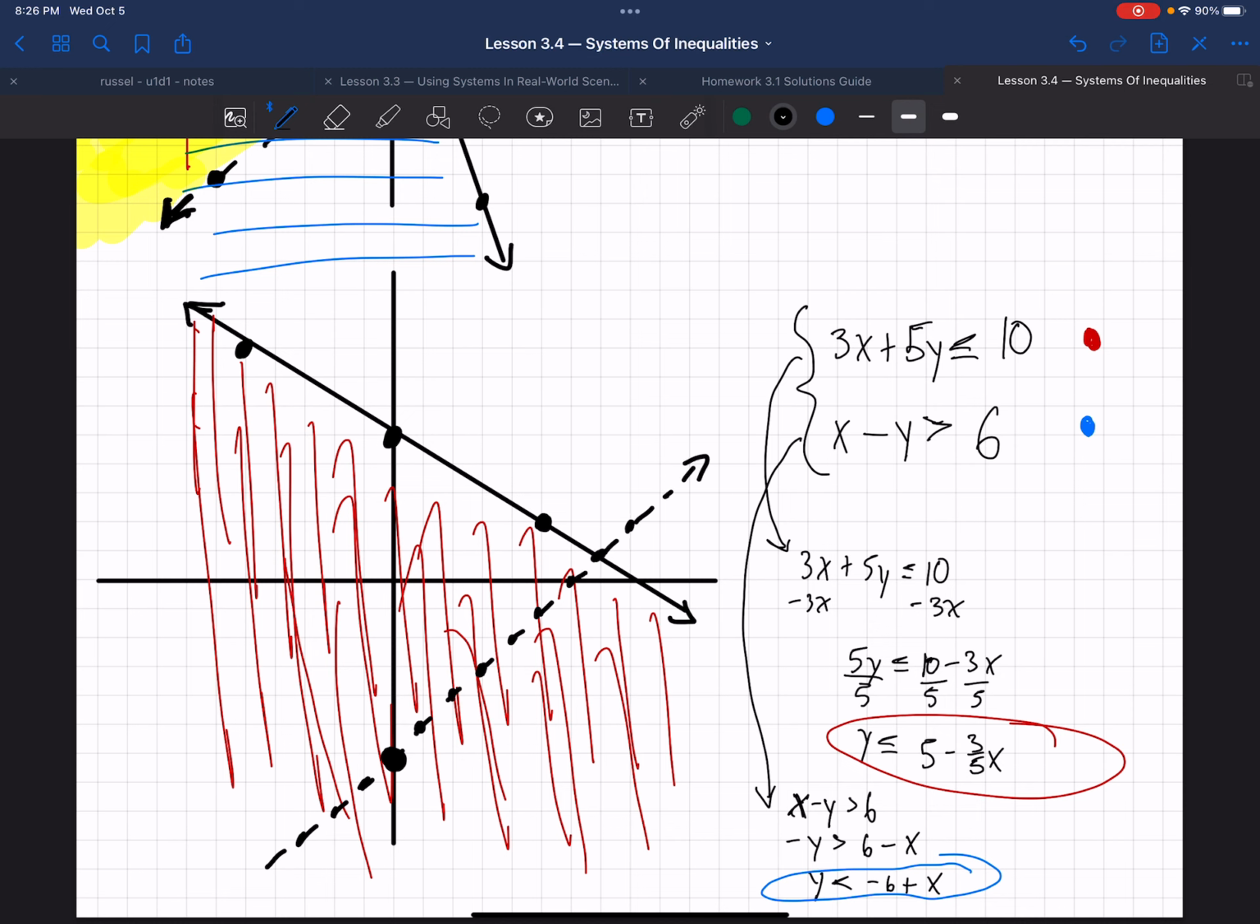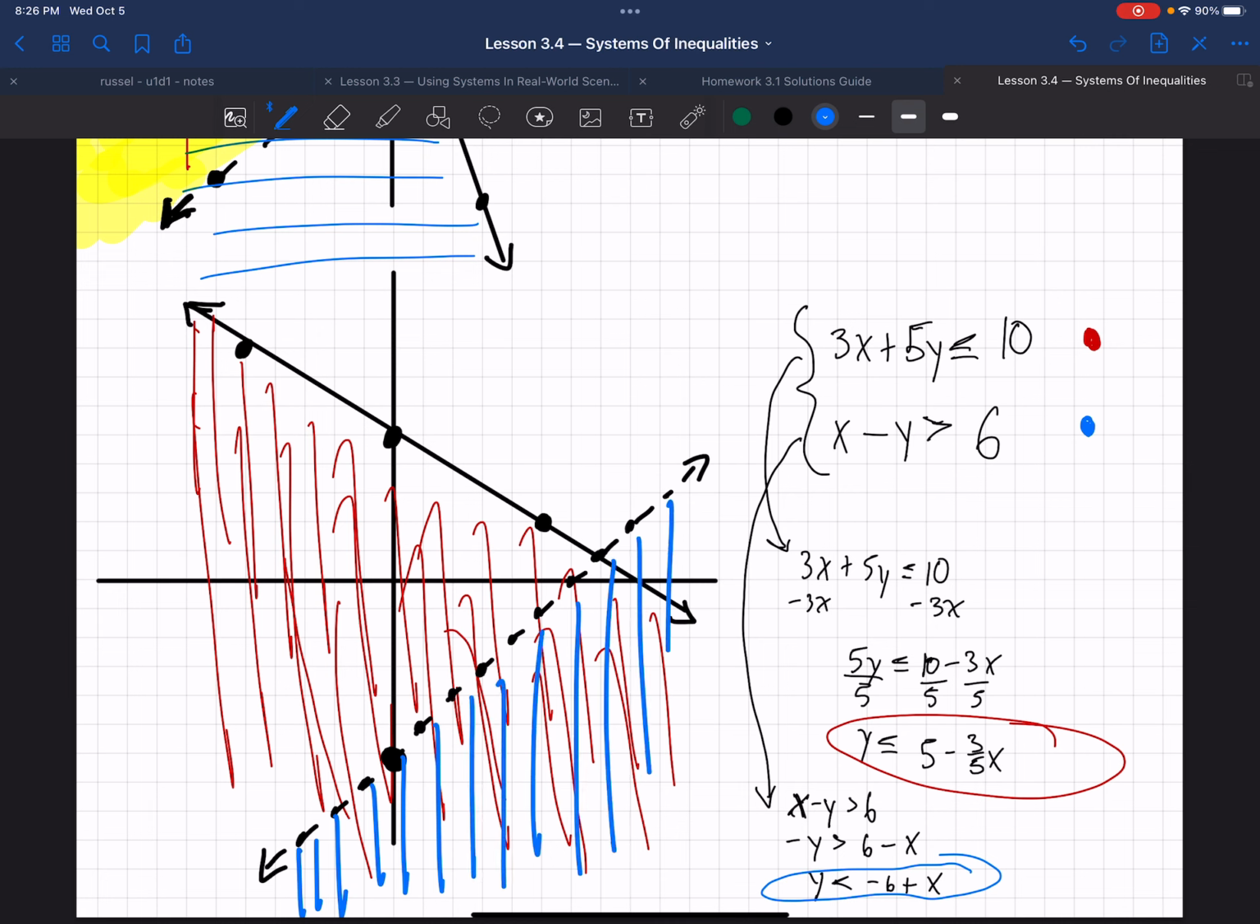Like so. Hooray. And now take a look. It says y is less than, right? Y is less than, which means it's below the line. So below the dotted line is everything here. Right? That's everything beneath. So really what I want is the region beneath both lines.